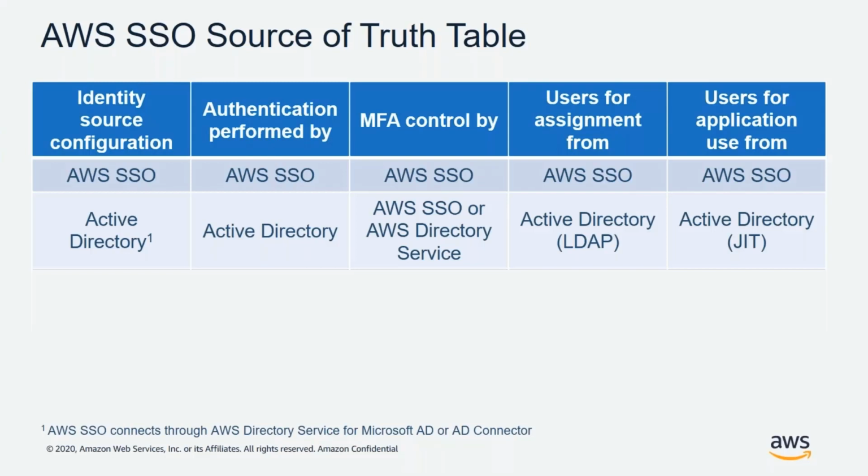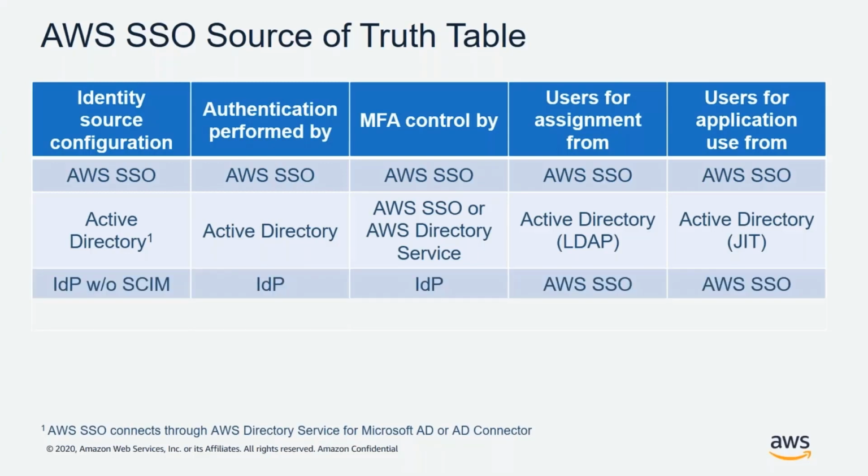when users sign in. If you use a SAML IDP but manually provision users and groups into AWS SSO, then AWS SSO uses the SAML IDP to authenticate, and you manage MFA at the IDP. The AWS SSO administrator adds users and groups to the SSO Identity Store, which is the source for permission sets and application assignments, and for user metadata used by AWS SSO integrated applications.